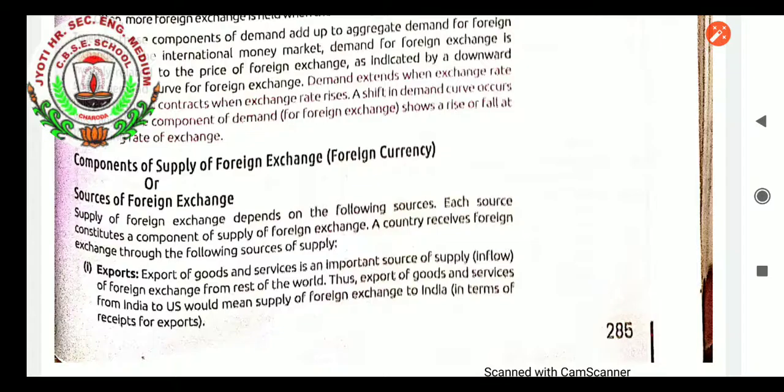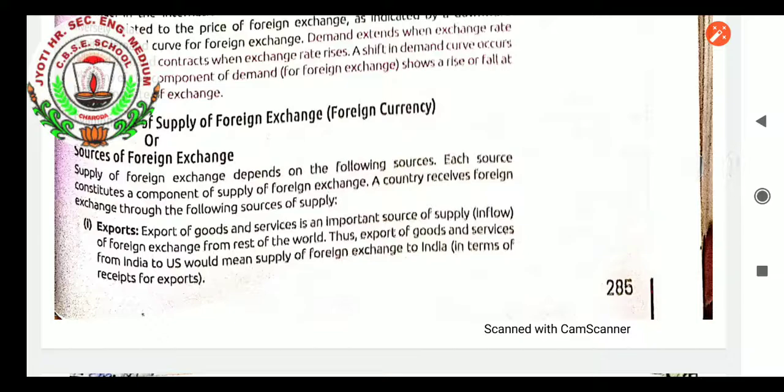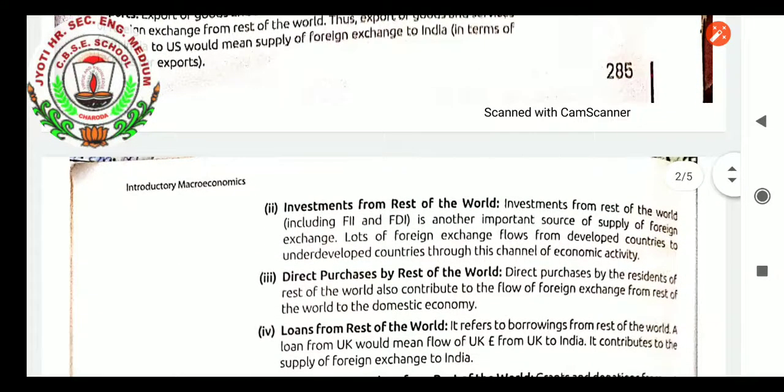Exports, the very first component of supply. Export of goods and services is an important source of supply, an inflow of foreign exchange from the rest of the world. Thus, export of goods and services from India to the United States would mean supply of foreign exchange to India in terms of receipts for export. Earlier the demand component was there, now the supply component is there. So when foreign exchange is supplied to our country, we want it to be in Indian currency, not in the international currency.